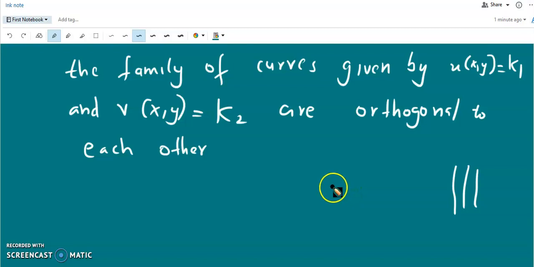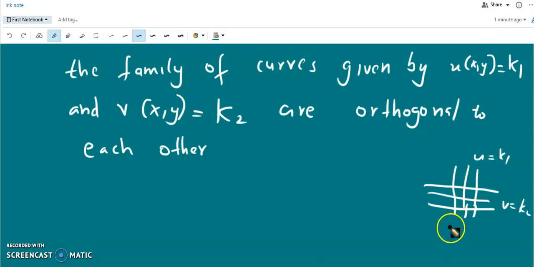And v equal to constant gives another set of lines, and we can see that these two sets of lines, u equal to a constant k1, which can have different values, and v equal to another constant, are orthogonal to each other. They are mutually perpendicular to each other. So suppose we have curves like this, they are mutually perpendicular to each other.